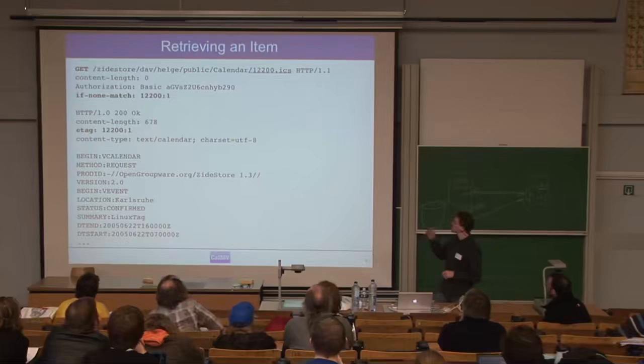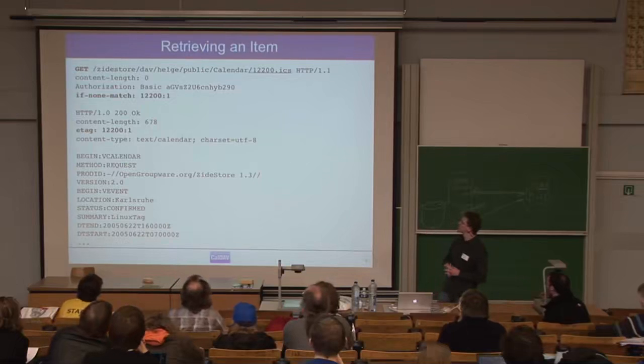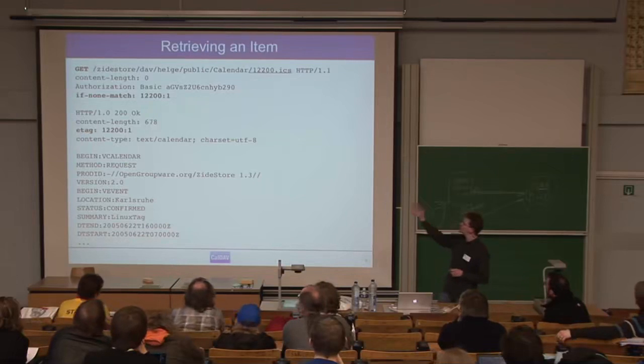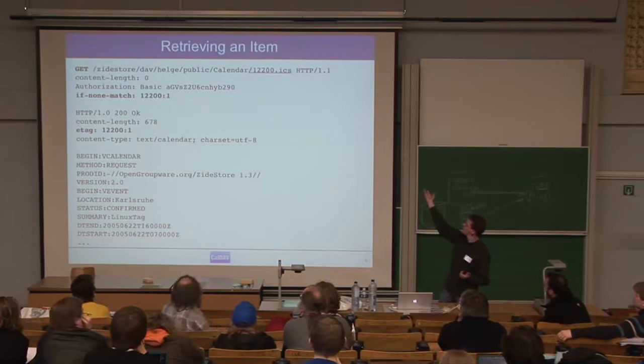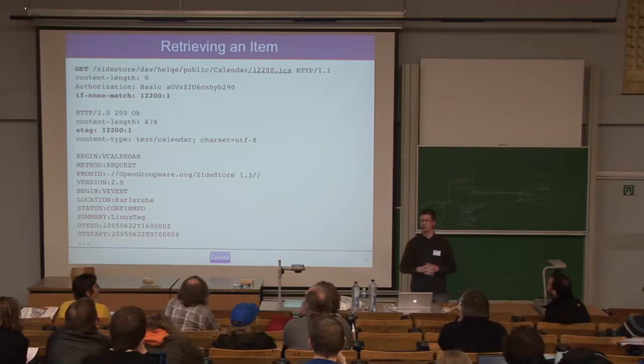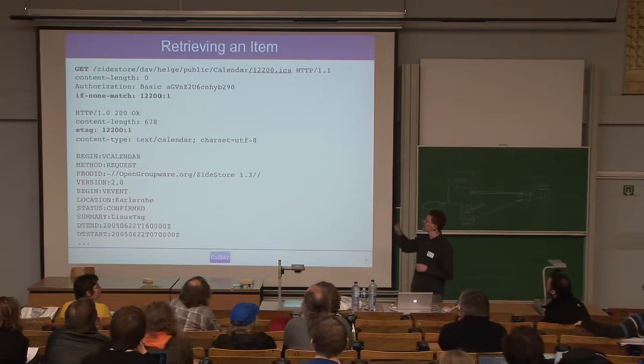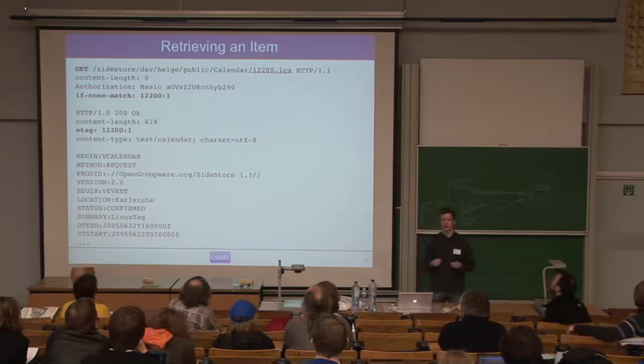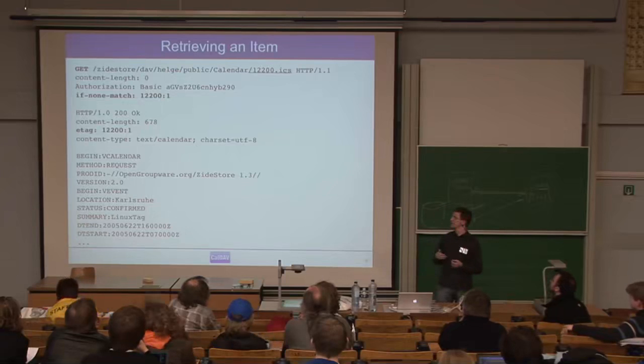So this is how the HTTP looks like. This is for retrieving an item. You just use a GET method to retrieve a URL which contains an event in this case. The If-None-Match header is actually an optimization. The number behind that can be anything. It's just a marker which says whether the item changed on the server.